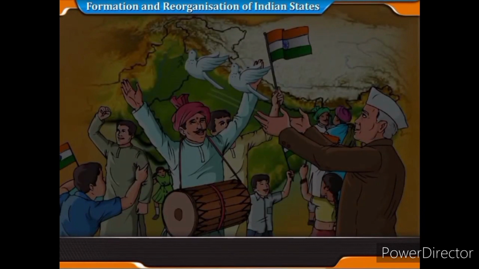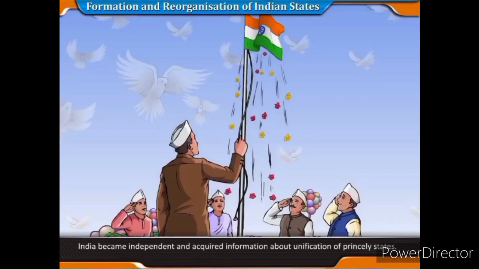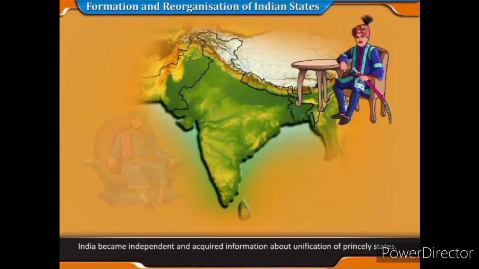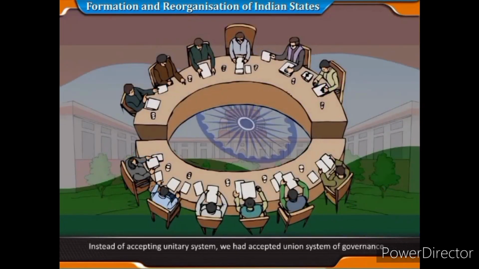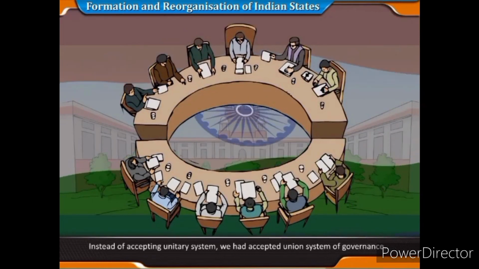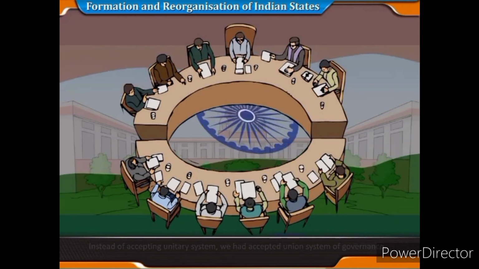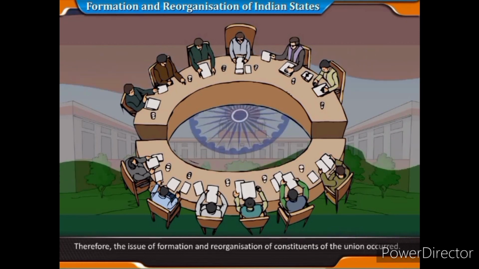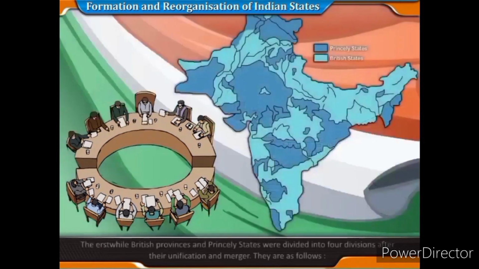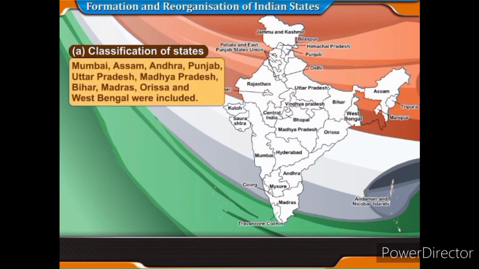Formation and reorganization of Indian states. India became independent and acquired information about unification of princely states. Instead of accepting a unitary system, we had accepted a union system of governance. Therefore, the issue of formation and reorganization of constituents of the Union occurred. The erstwhile British provinces and princely states were divided into 4 divisions after their unification and merger. They are as follows.